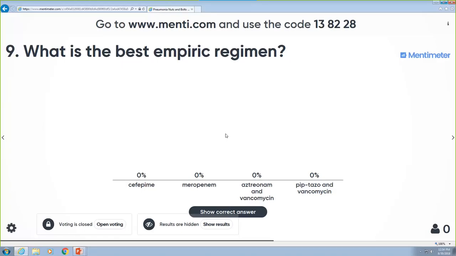So, best empiric regimen. We have someone who has been in the hospital for more than 5 days, hives to penicillin, and we don't have any microbiologic data for her now. Your choices are cefepime, meropenem, aztreonam and vancomycin, and piptazo and vancomycin. I'll give you 10 seconds.